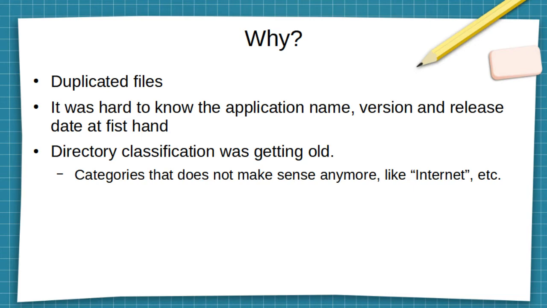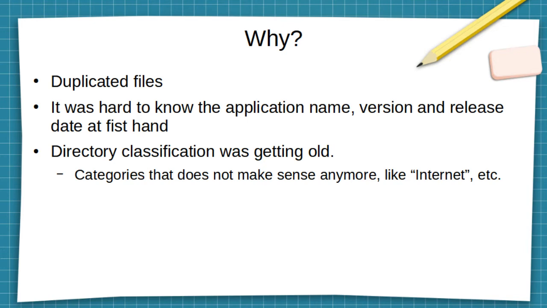The directory classification has a category called Internet. When we started with the Internet, it was a very limited thing. You had email, HTTP, FTP, Telnet, and that was the Internet. You got Gopher, and Archie, which I never used; I'm not sure what Archie is for, but that was the Internet.